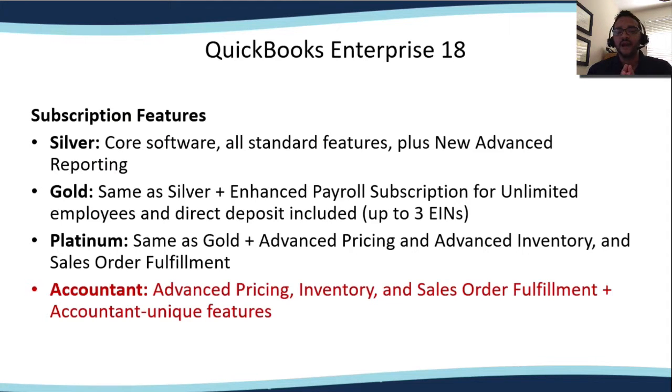So the Accountant SKU for QuickBooks Enterprise added the same features that QuickBooks Platinum has, plus all the Accountant unique features. And I won't focus today's episode on that, but just letting you know what that is, except for the payroll. So if you're going to purchase QuickBooks Enterprise and you want the advanced inventory, advanced pricing, and the advanced sales order fulfillment, which we'll talk about briefly, you have to pick between Platinum or Accountant. Basically, if you want payroll, you get Platinum. If you don't want payroll, you get Accountant, because it has a little bit more extra features, even if you're dealing with a non-accounting practice.